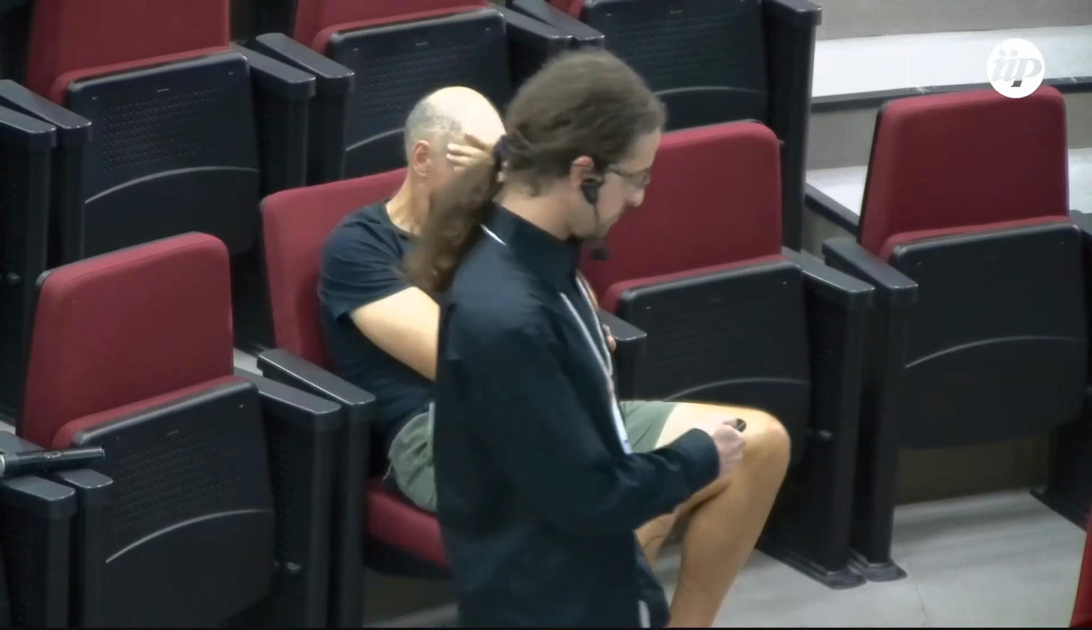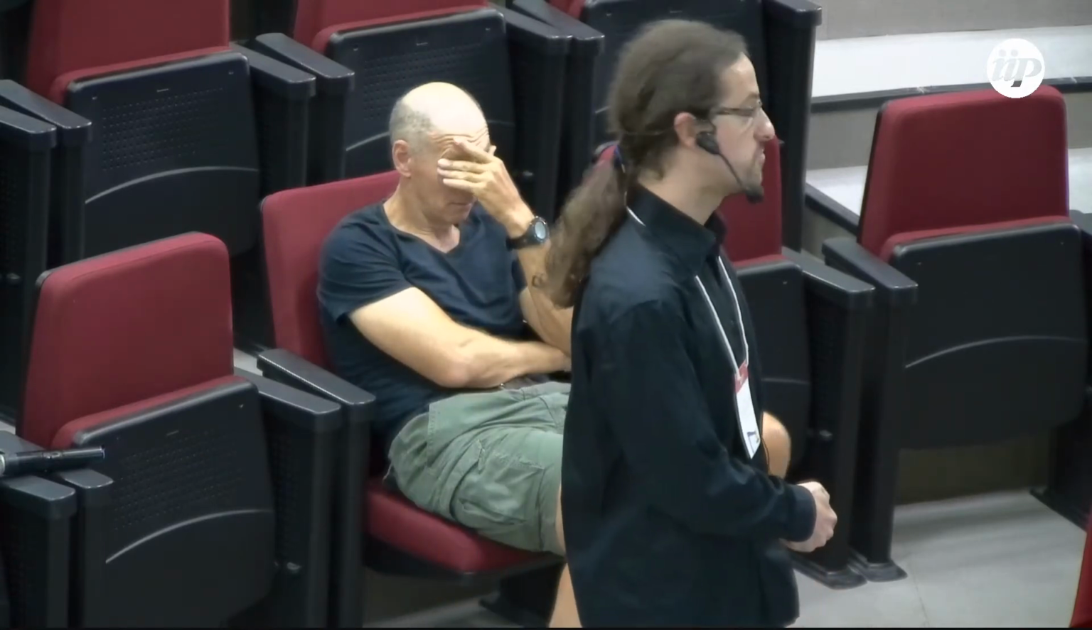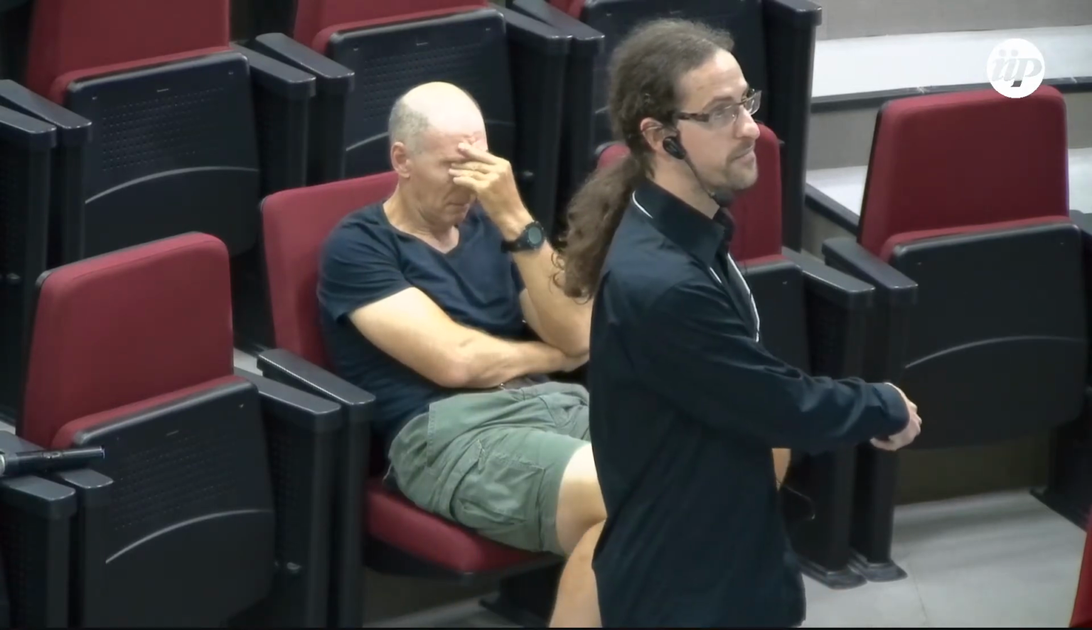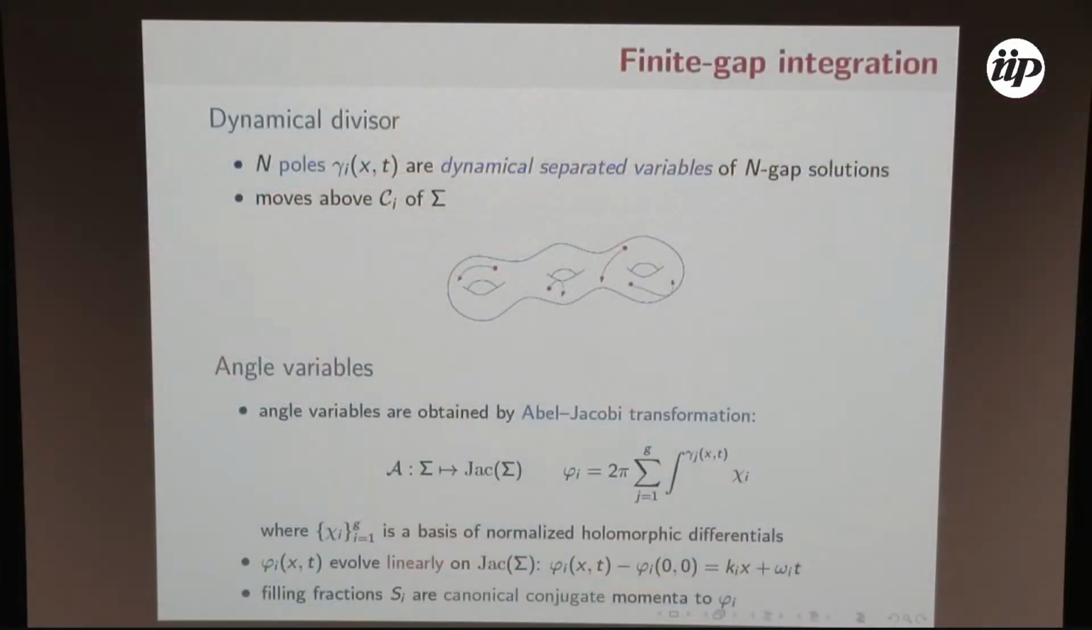So in particular, this Baker-Akhiezer function is a meromorphic function, and for a solution which contains n phases, it will contain n number of poles, gamma i. And these poles are the dynamical variables of your solution. And not only dynamical variables, very particular dynamical variables, because they are basically separated variables of your motion.